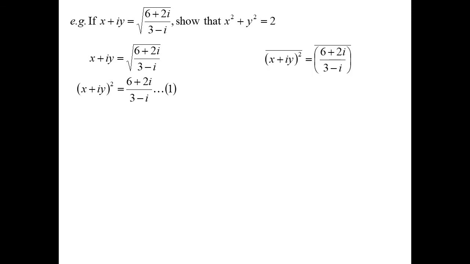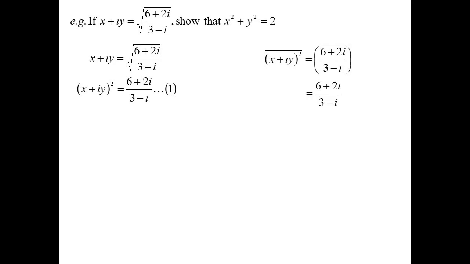But let's play around with conjugates. So x plus iy is the square root of (6 plus 2i) over (3 minus i). If I square that, I'll get rid of the square root sign. But if I take the conjugate of both sides, that must also be true. Now we play with the conjugates.